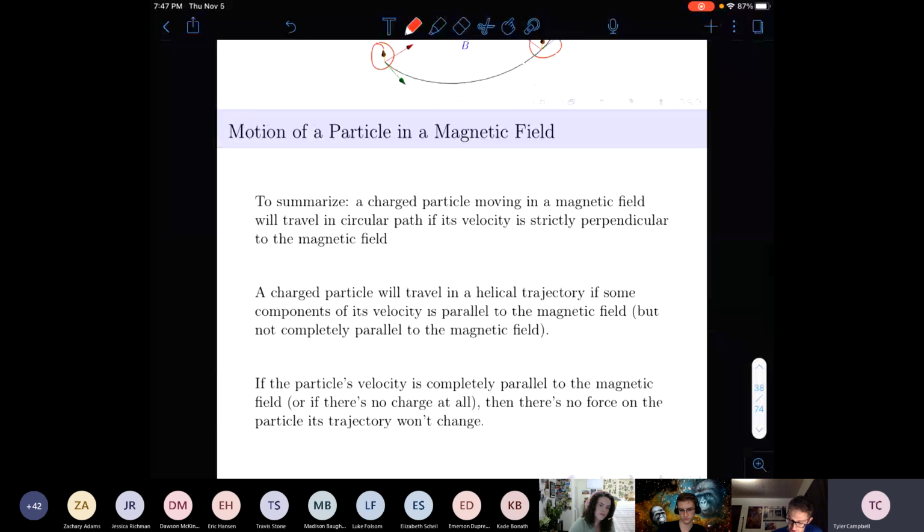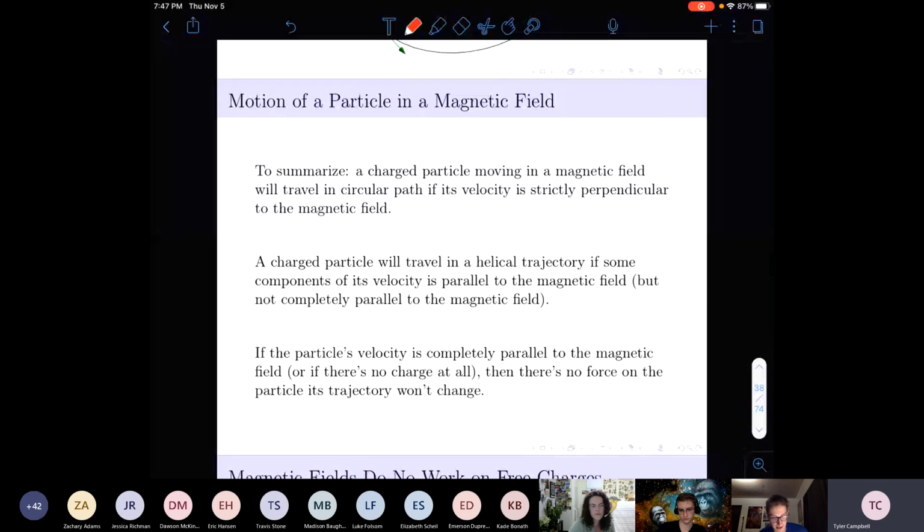Cool. So the last slide I have to give here is just to summarize. Looking at this paragraph, a charged particle moving in a magnetic field will travel in only a circular path if the velocity is perpendicular to the B field. That is saying if V is strictly perpendicular to B, you will get a circle. Always. If those two vectors are 100% perpendicular to each other, you will get a circle.